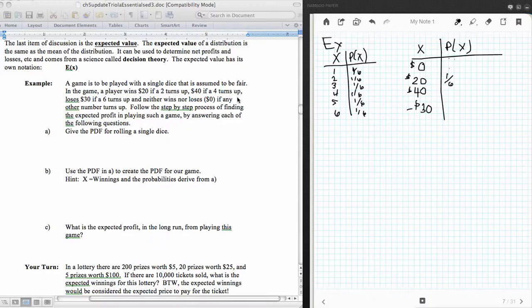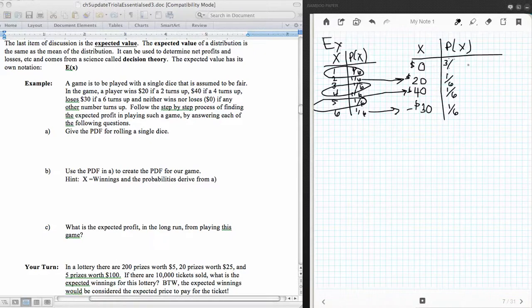Now if I win $40, a 4 turned up. Well, there's only that 1/6 probability that a 4 is going to turn up. So that's the probability associated with that. And then if a 6 turns up, I'm going to lose, and the 6 turning up is a probability of 1/6 as well. So that leaves a 5 or a 3 or a 1 turning up where I wouldn't win anything, and that probability is 1/6 plus 1/6 plus 1/6, or 3/6.